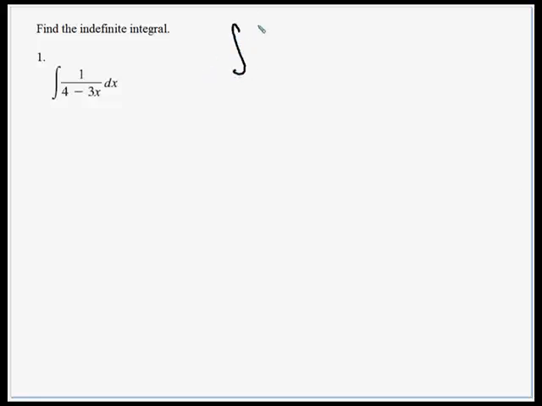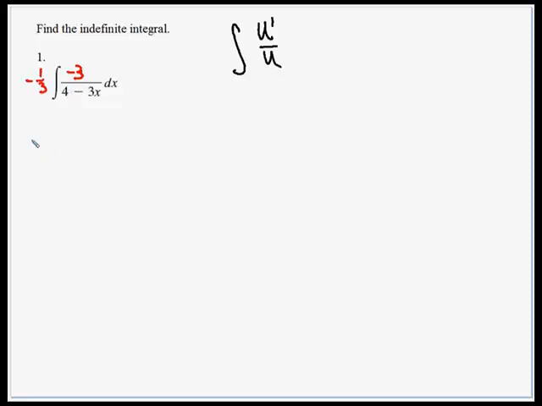Remember, we want to fit the pattern u prime over u. So if we let u equal our denominator, 4 minus 3x, the derivative of that would be negative 3. And in our numerator, we don't have negative 3, but that's just a constant. We could tweak our function. We could multiply in here by negative 3. And to balance that out, of course, we'd have to multiply the entire integral by negative 1/3, the reciprocal. So now we do have it in this format.